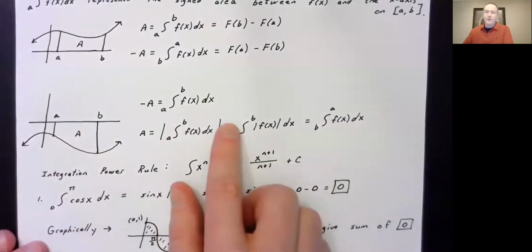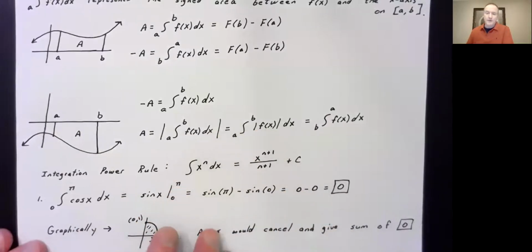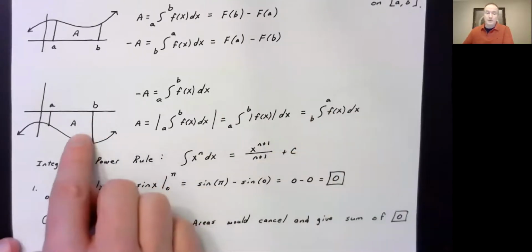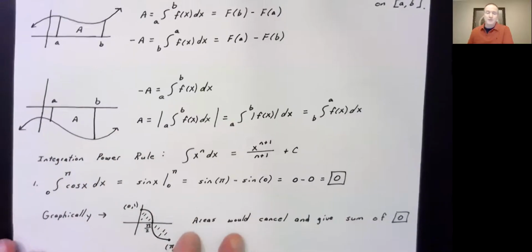Now, we'll talk about other ways to deal with absolute values in upcoming sections, but this would be a good way to get rid of this one. Just flip the limits of integration.